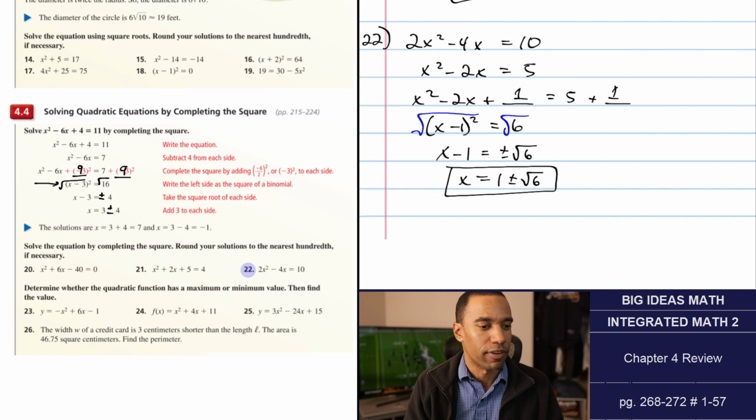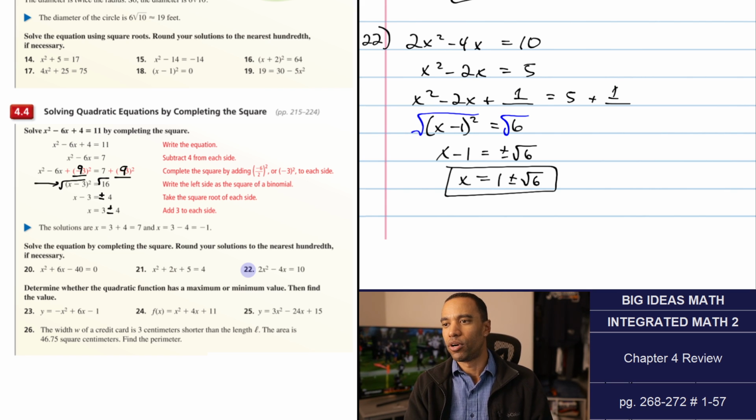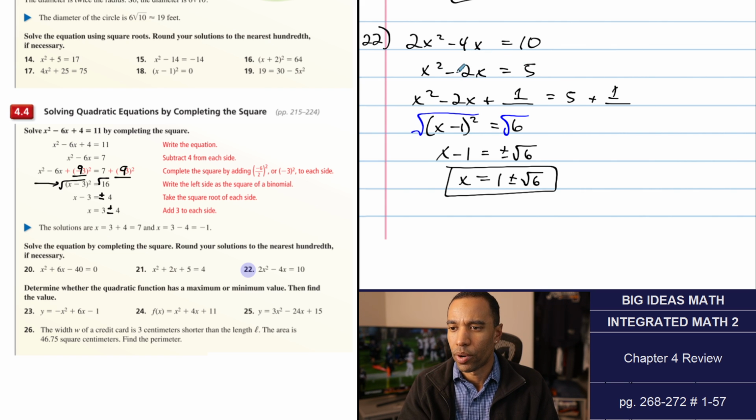We go to the calculator and figure out what 1 plus root 6 is. Whoops, let's get out of that graph from before. 1 plus root 6 gives me 3.449. Wait, was this the equation from before? x squared minus 2x equals.